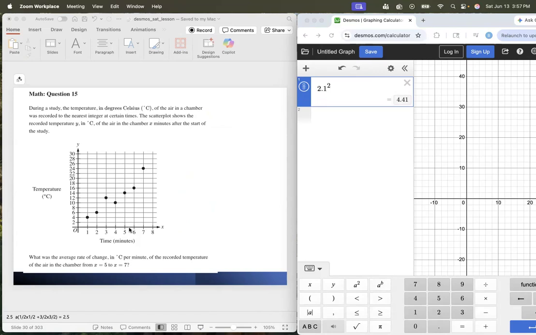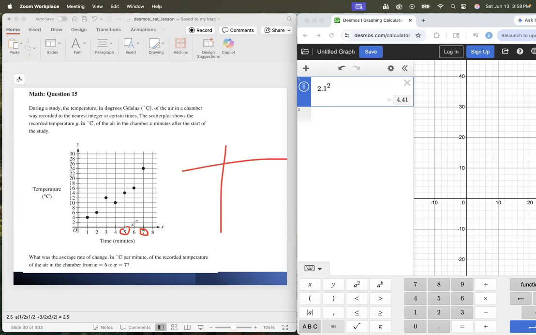During a study, the temperature in degrees Celsius in the chamber was recorded to the nearest integer at a certain time. This scatterplot shows the recorded temperature, Y, in Celsius of the air chamber, right? They want to know the average rate of change of the temperature of the air when it changes from S equals 5 to 7. This is basically trying to see if you can read a function on a graph. So this is 5 and this is 7, and you can plot this.